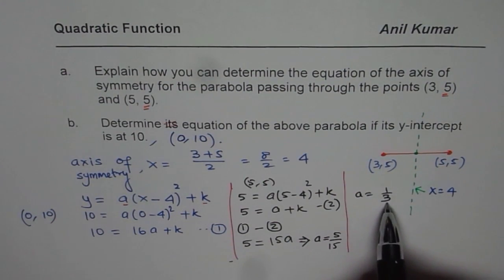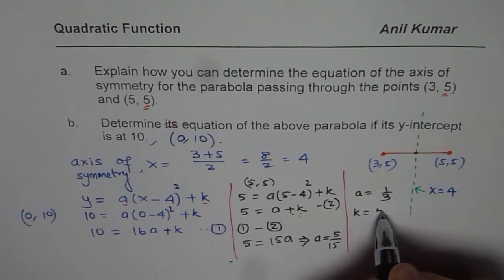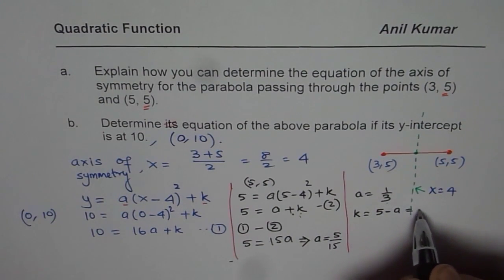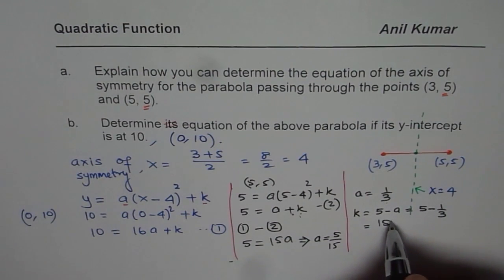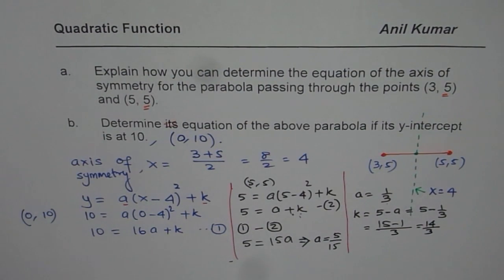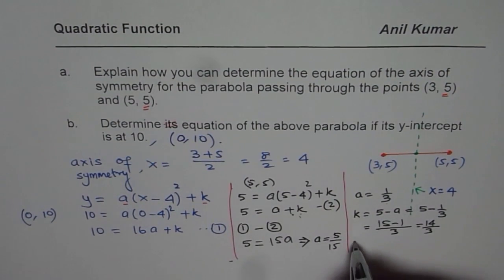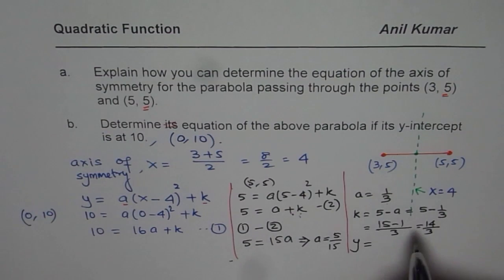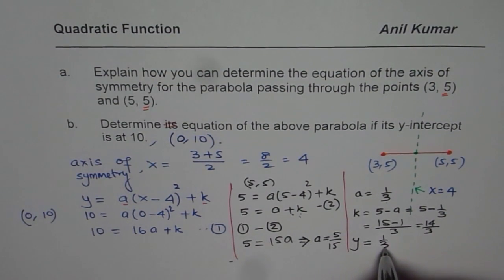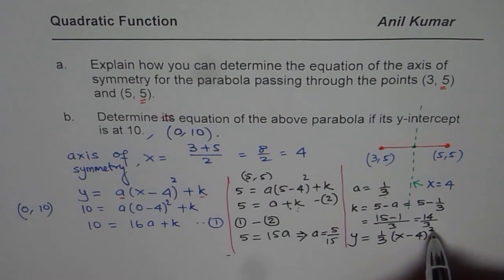Since we know a, we can use our equation number 2 again and find k, right? So k equals 5 - a, or 5 - 1/3, which is 3 times 5 is 15, minus 1/3, or 14/3, correct? So we know the value of k also. Knowing both a and k, we can write down our answer, which is y = (1/3)(x - 4)^2 + 14/3.